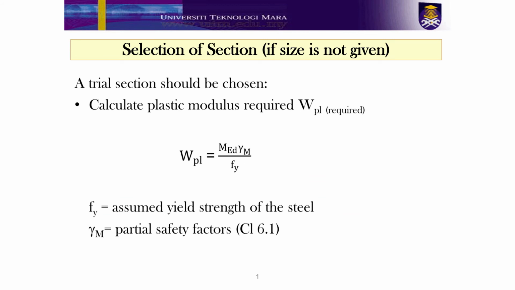However, in the case where the beam section is not given, a trial section should be chosen. For you to choose the appropriate beam section, firstly, you need to calculate the plastic modulus about the major axis Wpl. The formula is given as shown here. Let's go through one example of how to choose a trial section.